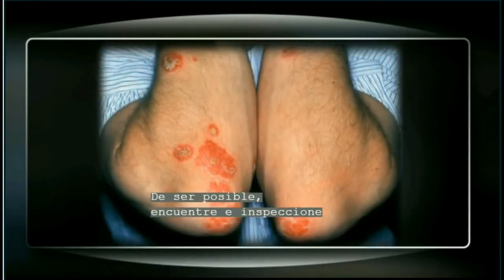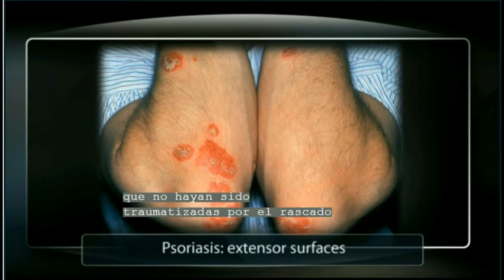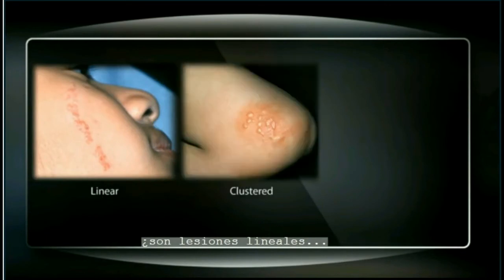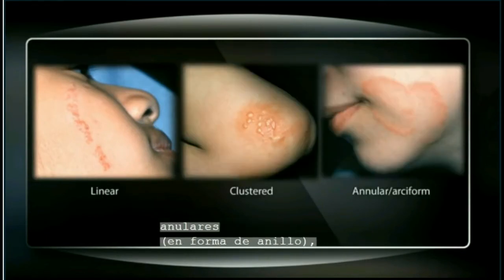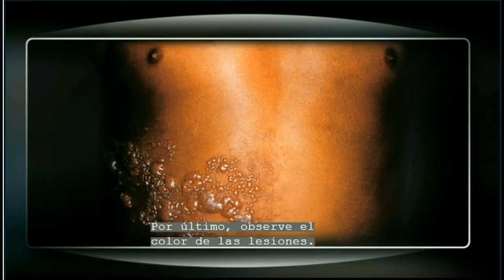If possible, find and inspect representative and recent lesions that have not been traumatized by scratching or otherwise altered. Note their patterns and shapes. Are the lesions linear, clustered, annular, that is, in a ring, arciform, that is, in an arc, or dermatomal, meaning covering a skin band that corresponds to a sensory nerve root? Finally, note the color of the lesion.